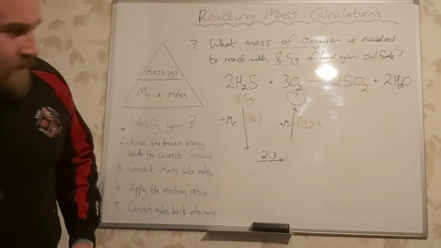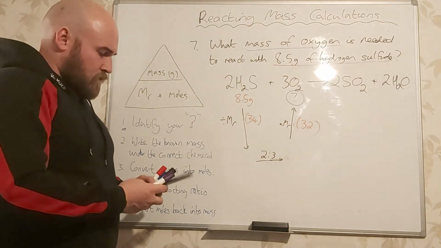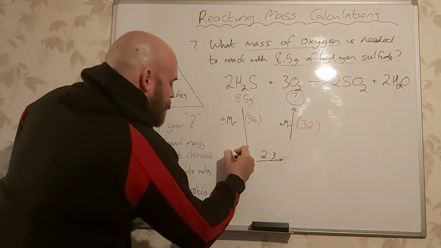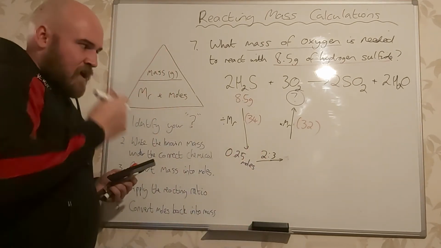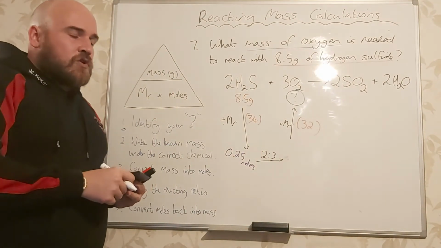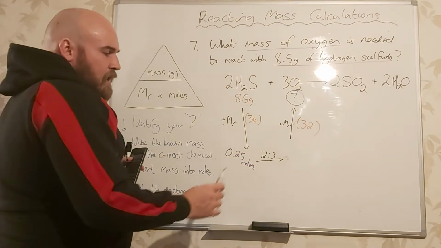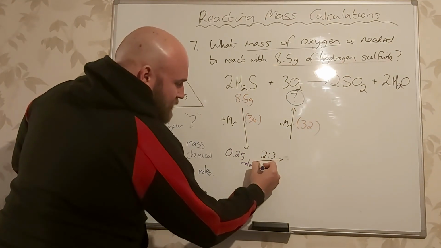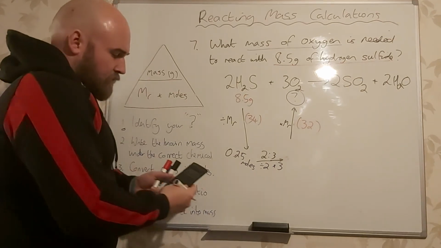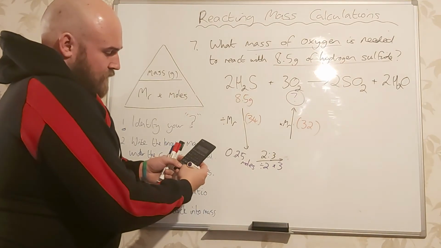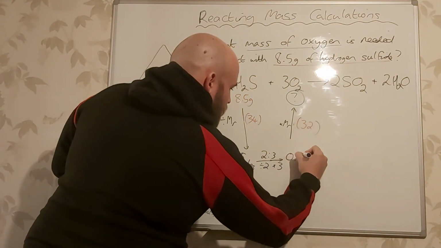So I'll get my calculator. 8.5 divided by 34 is 0.25 moles. Now here's the tricky bit. The ratio is 2 to 3. Okay, so what do I need to do with a 2 to 3 ratio? Well, the easiest way to do it, I'll find, is if you divide by 2 and then times by 3. So I've got 0.25 on my calculator, divide by 2, times by 3, I end up with 0.375.